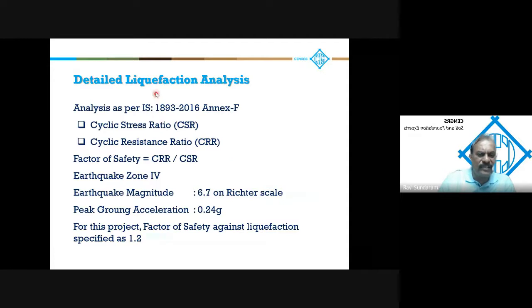So detailed liquefaction analysis was done as per IS 1893 2016 Annexure F. So you determine the cyclic stress ratio and the cyclic resistance ratio. The factor of safety is taken as the cyclic resistance ratio divided by the cyclic stress ratio. Since it is in earthquake zone 4, the magnitude of earthquake was taken as 6.7 and the peak ground acceleration 0.24 g. For this project, because it's an important project, the factor of safety against liquefaction was specified as 1.2.